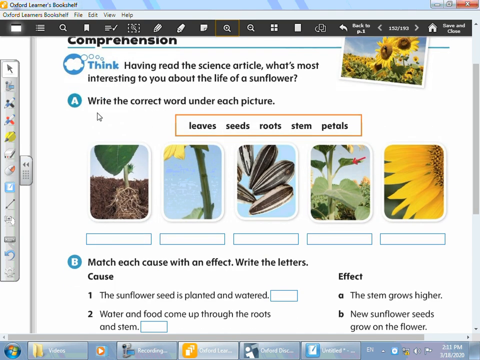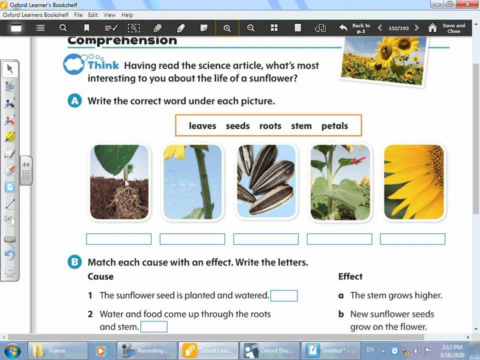Here it says write the correct word under each picture. Now we have 5 pictures and 5 words. We have the words leaves, seeds, roots, stem, and petals. Okay, so we're going to see the picture and write the word under it. Please pause the video for 5 minutes. Try to answer it on your own and then listen again while I say the answers.